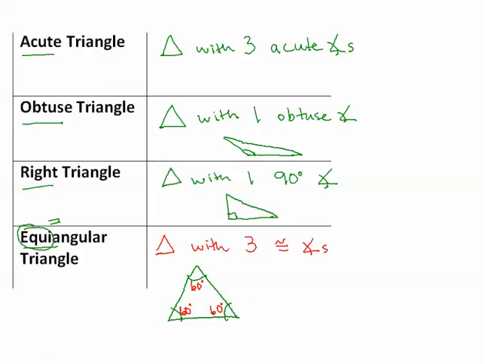Remember that if a triangle is equiangular, it's also equilateral. Equilateral means 3 congruent sides. So we can also mark the sides congruent in this picture.